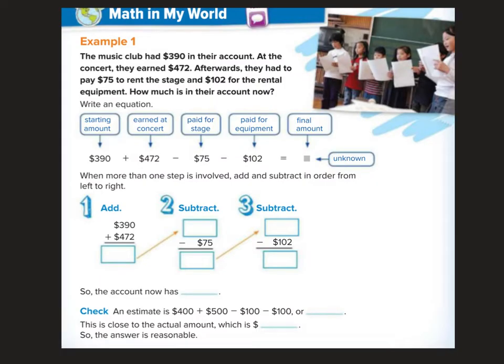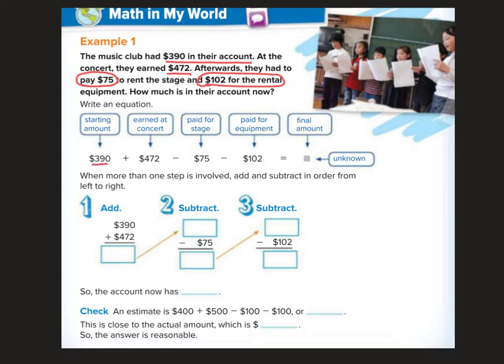Example 1. The music club had $390 in their account. At the concert, they earned $472. Afterwards, they had to pay $75 to rent the stage, and they had to pay $102 for the rental equipment. How much money is in their account now?